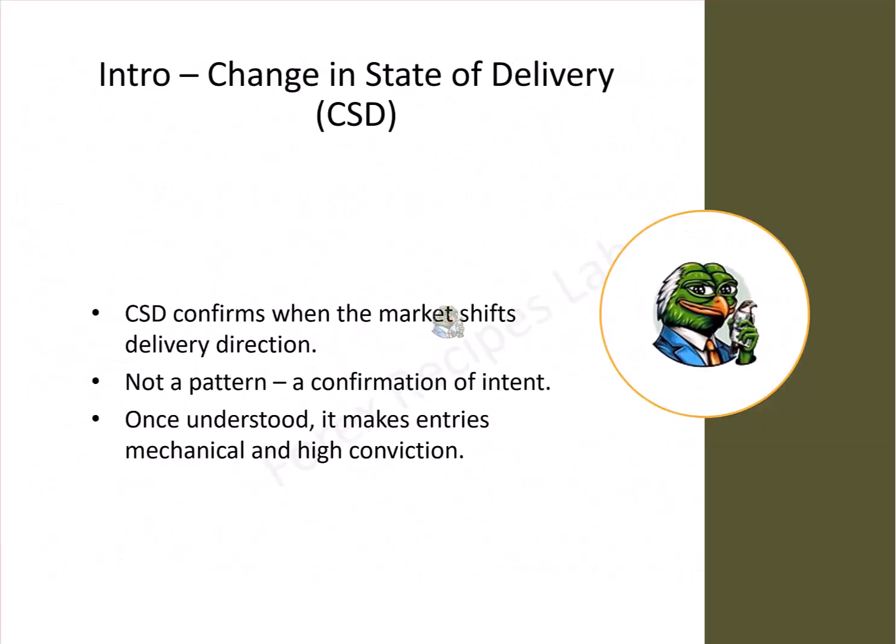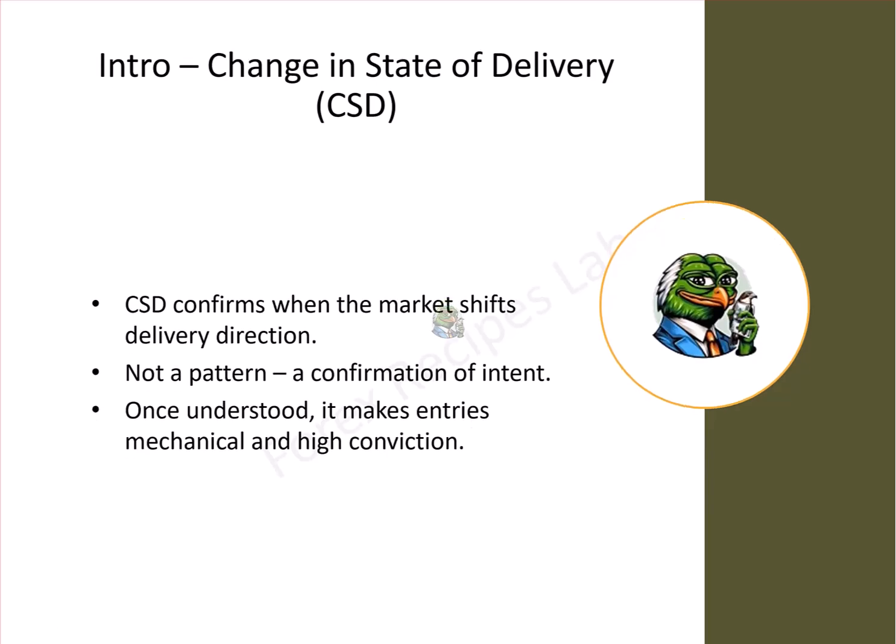Welcome back, folks. In today's session, we are diving deep into a core concept that is very misunderstood, and that underpins how price is algorithmically delivered, which is the change in state of delivery, or CSD. Now, this isn't just a pattern, okay? It's the confirmation that price is flipping from one delivery mode to the other. And once you can read this shift, your entries become mechanical and high conviction.